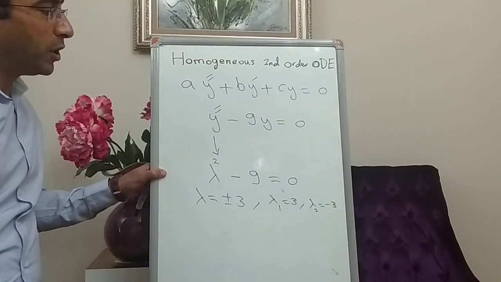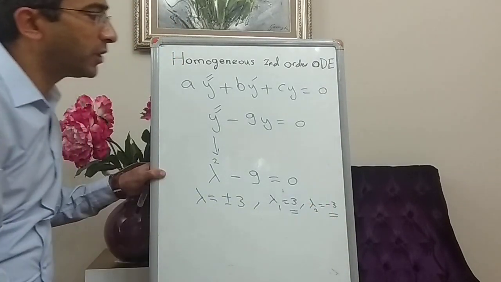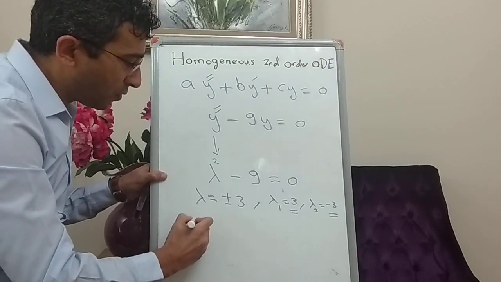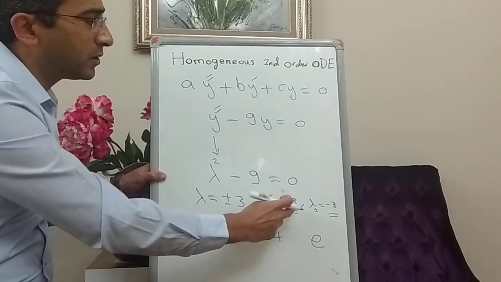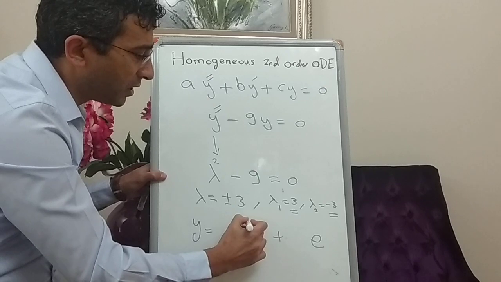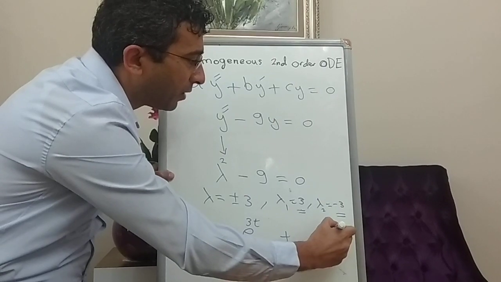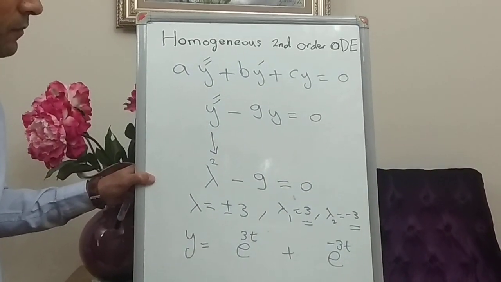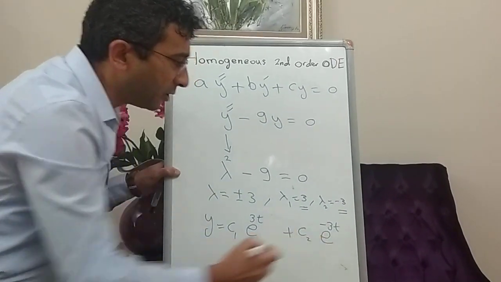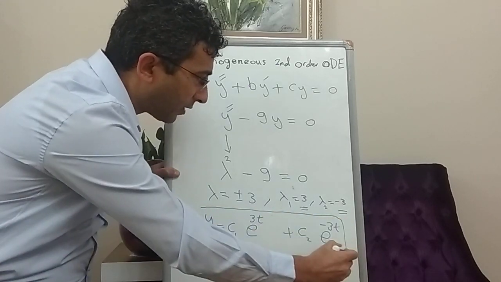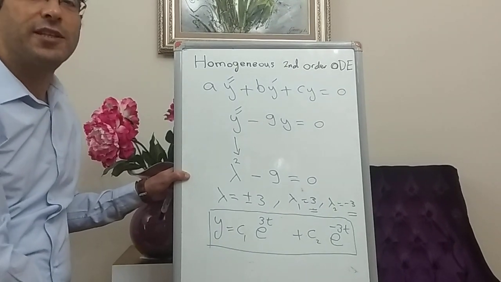Because these are real roots, and they are different, 3 and minus 3 are not equal, the solution is y equal to two exponential functions. The first is e to the power of the first root times t, e to the 3t, and the second is e to the minus 3t. Very simple, and you put here the constants c1 and c2. So by writing the characteristic equation, you can solve this problem directly, in a simple way.